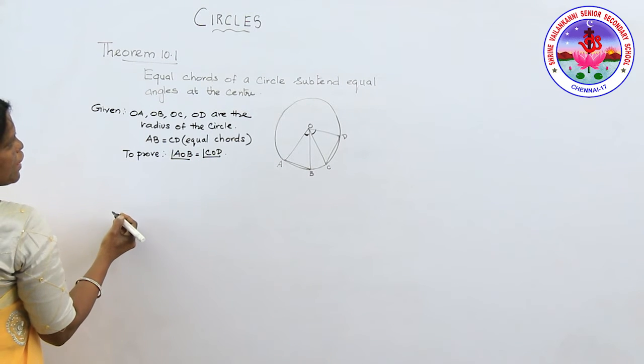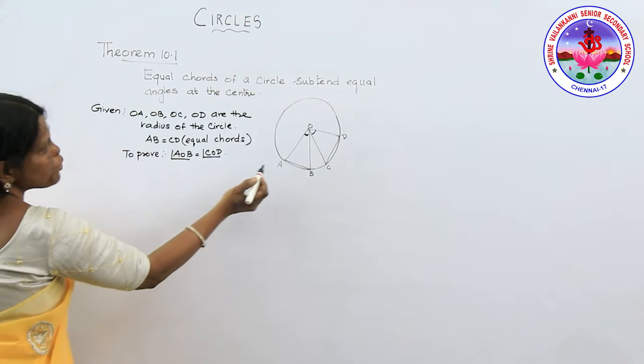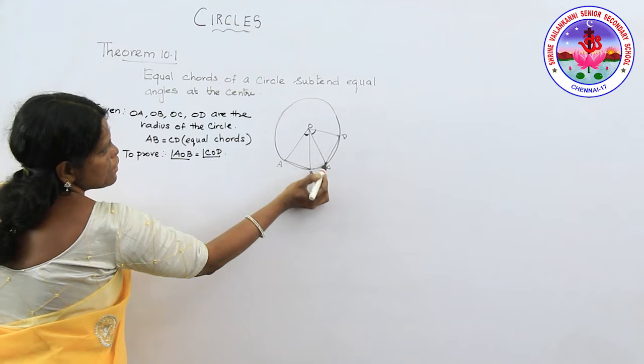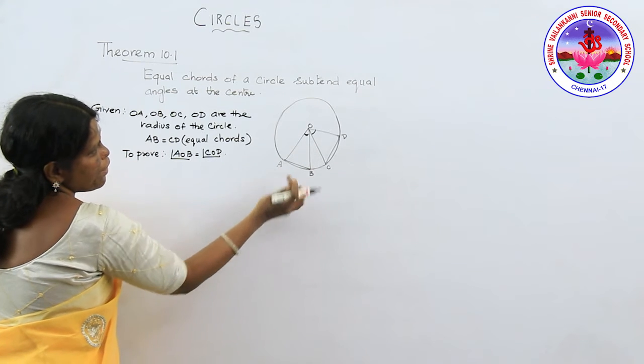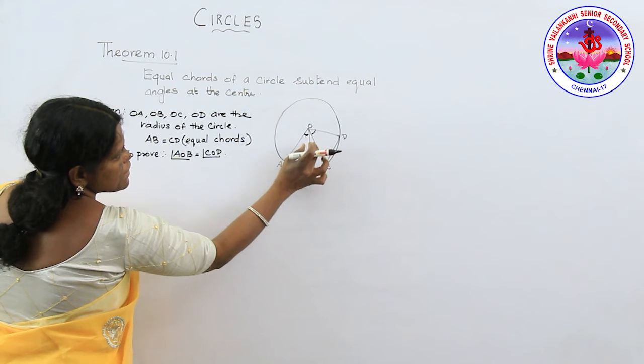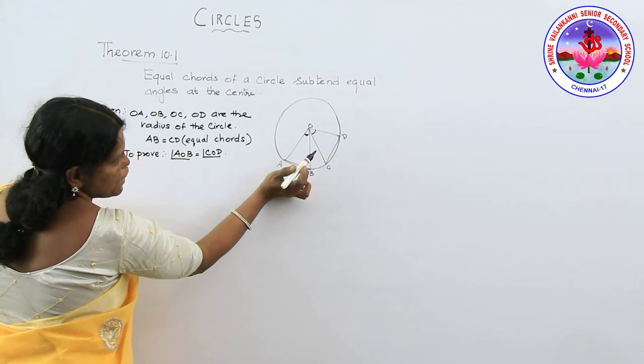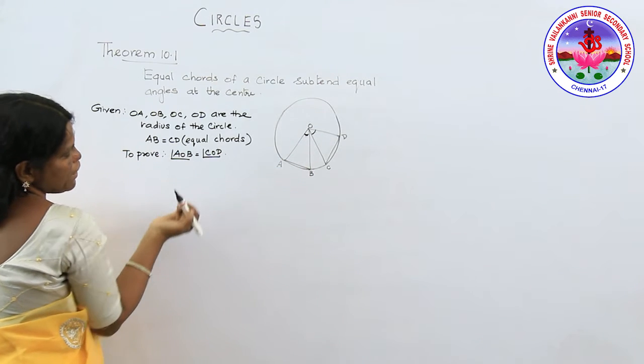Now we are proving it through congruence. I am going to prove that triangle AOB is congruent to triangle COD. After proving the congruence, I can show that the angles subtended inside the congruent triangles are also equal by CPCT. Hence, I can prove that those angles are equal.